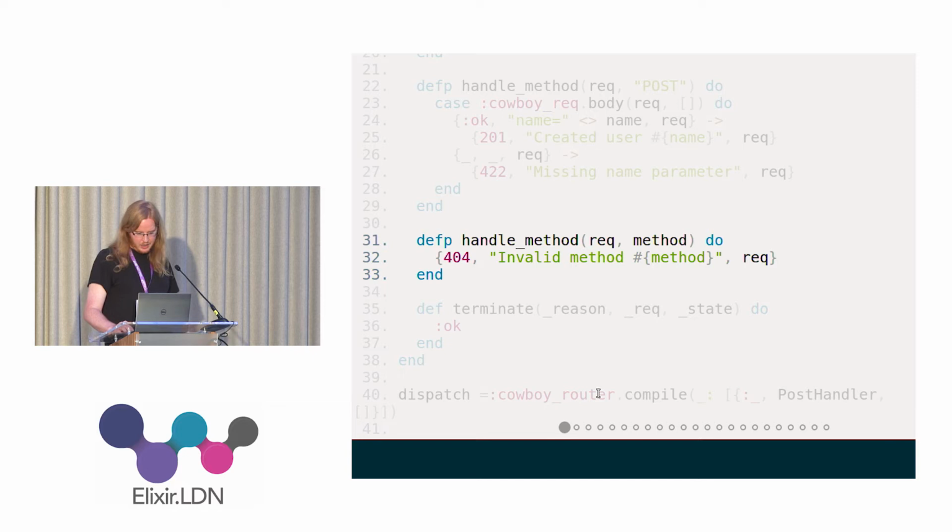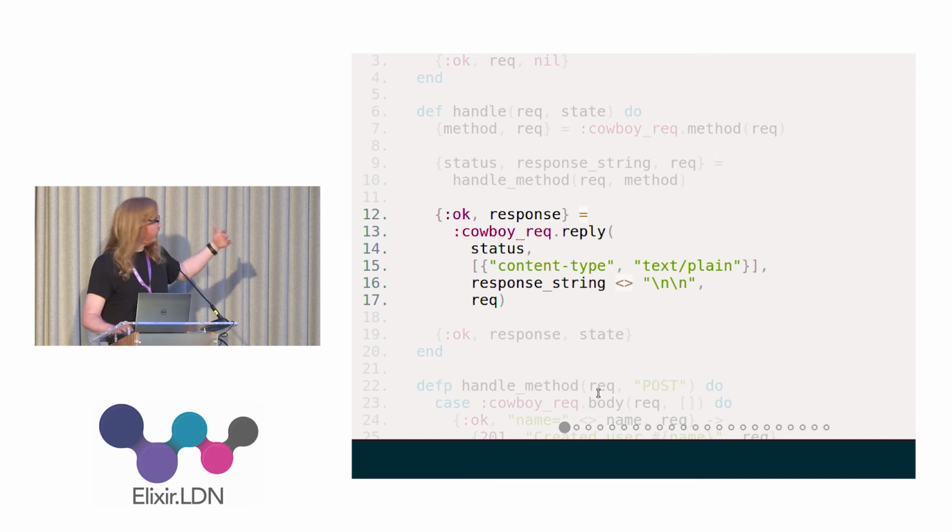A 405 is probably more appropriate here because that's a method not allowed, but I'd already written the slides when I came to that realization, so it's a 404. And then we just pass these arguments in. So we've got the status, we've got the content type, text plain, the response string, and then two new lines. And those are important because if I didn't have those in, it would be butted up against my terminal and it wouldn't look nice. So in fact, I'll show you.